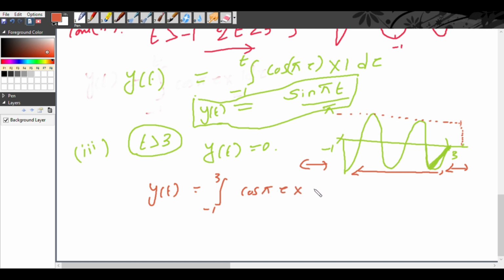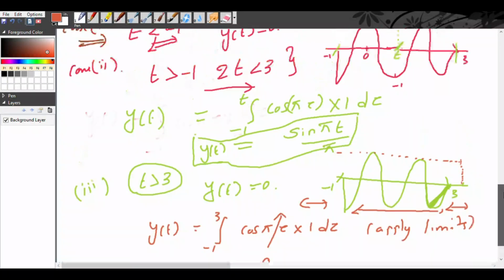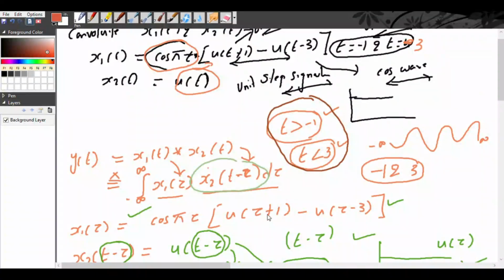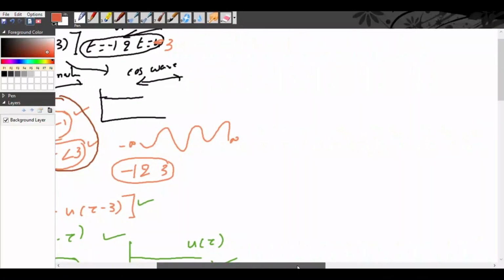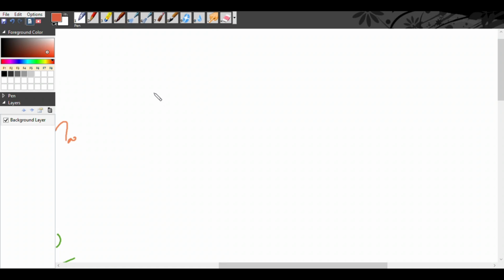Again, what is the value of u of t minus tau? It's nothing but 1 into d tau. So try to find this particular value, apply the limits. So what you will be getting is a 0. So let's try to summarize maybe on the next page. Let's try to summarize whatever we have found.